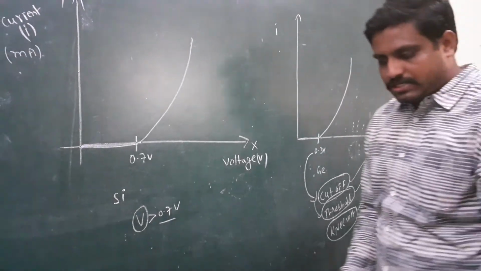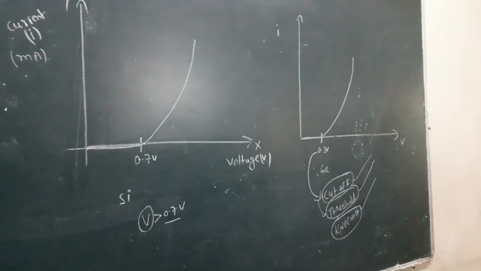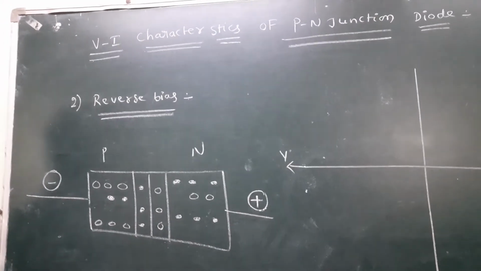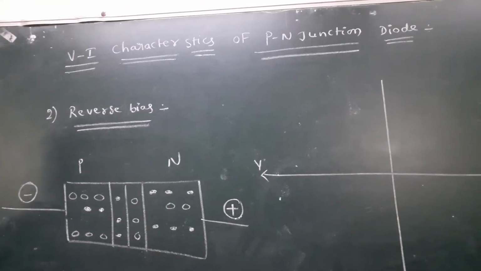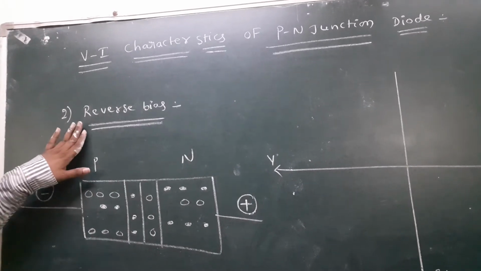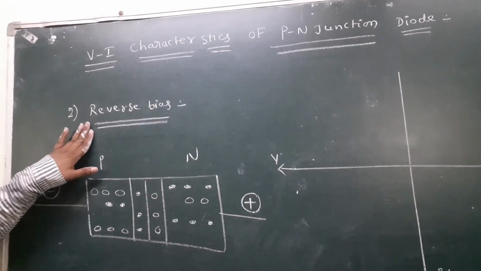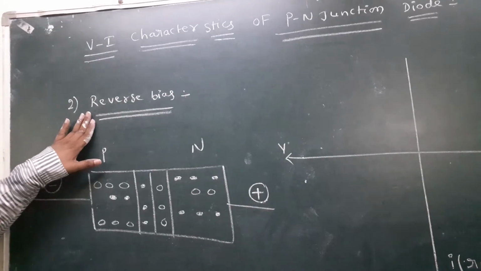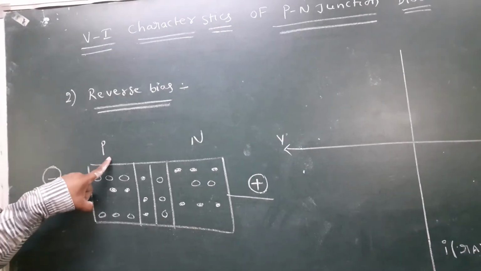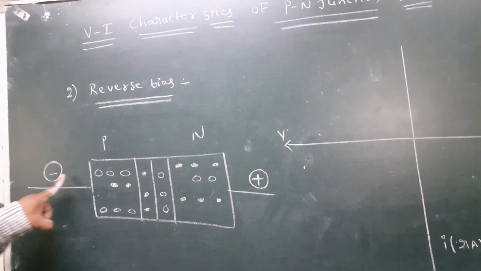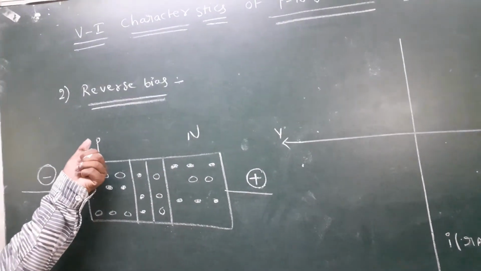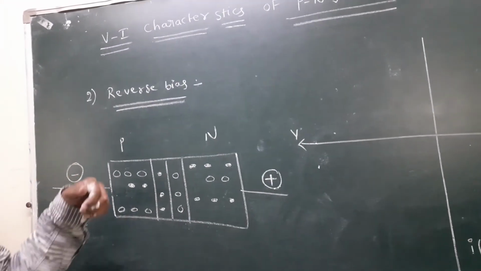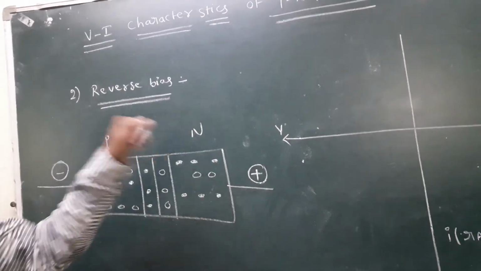Next, I discuss reverse bias. VI characteristics of a PN junction diode. Here I discuss reverse bias. In the reverse bias, P is connected to negative and N is connected to positive, or P is connected to low voltage and N is connected to high voltage.